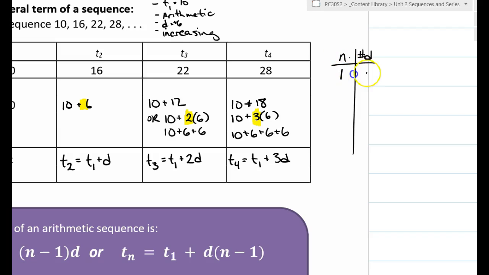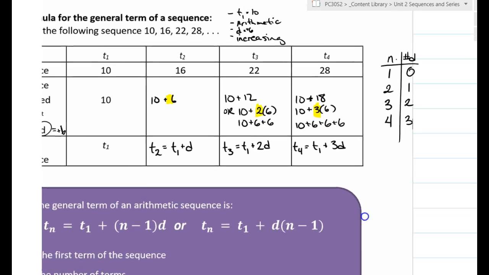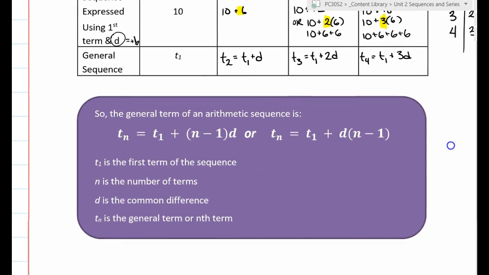So if it's term 1, I'm not adding any. If it's term 2, I'm adding 1 d. Term 3, I'm adding 2. Term 4, I'm adding 3. So in general, I'm adding 1 less than my term number. And that's actually where my equation finally gets us to.